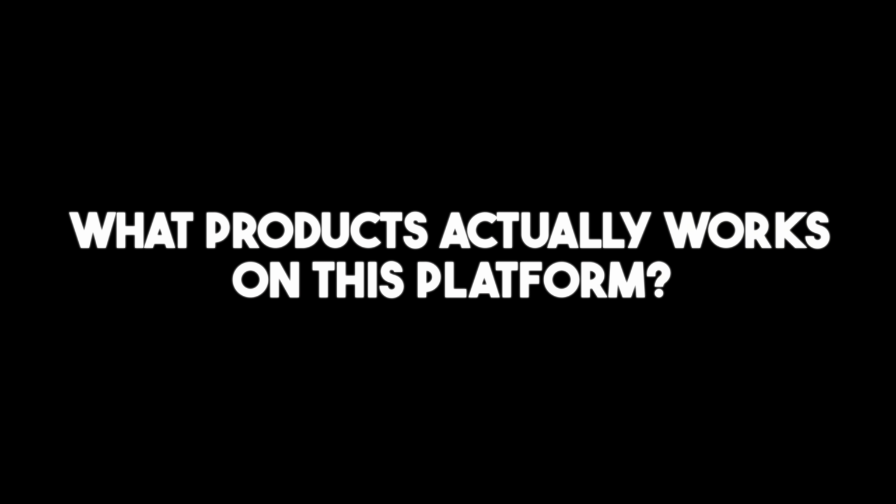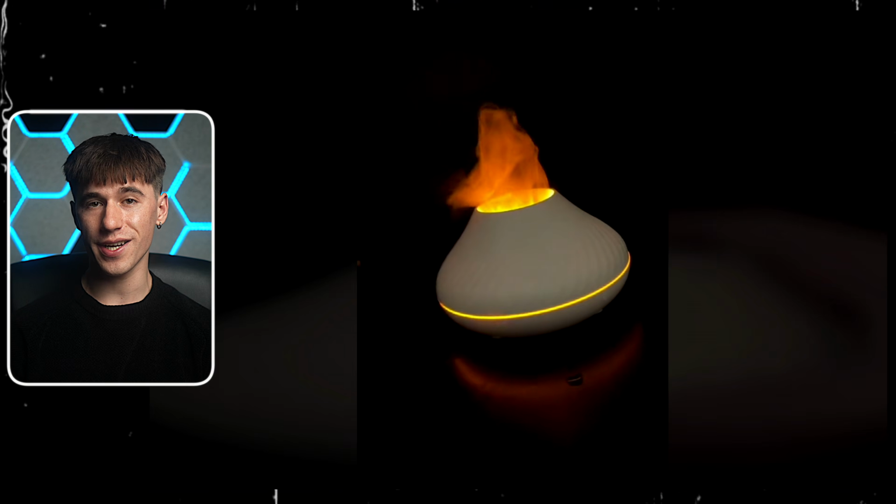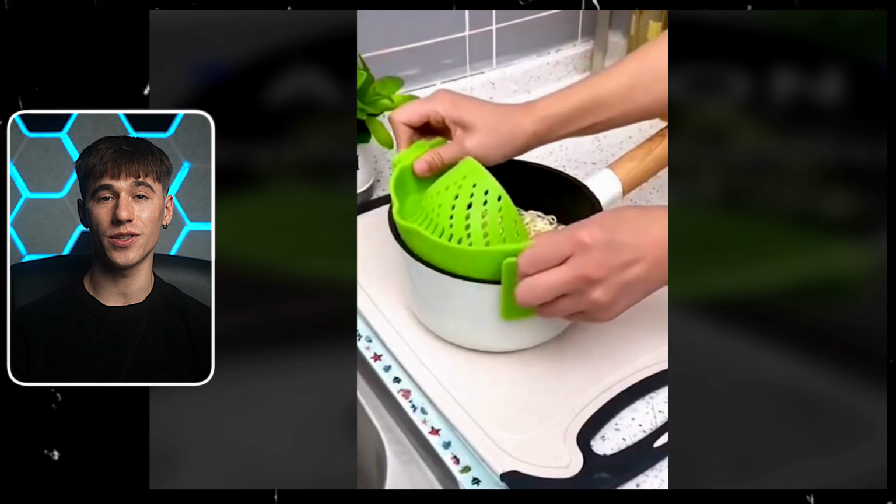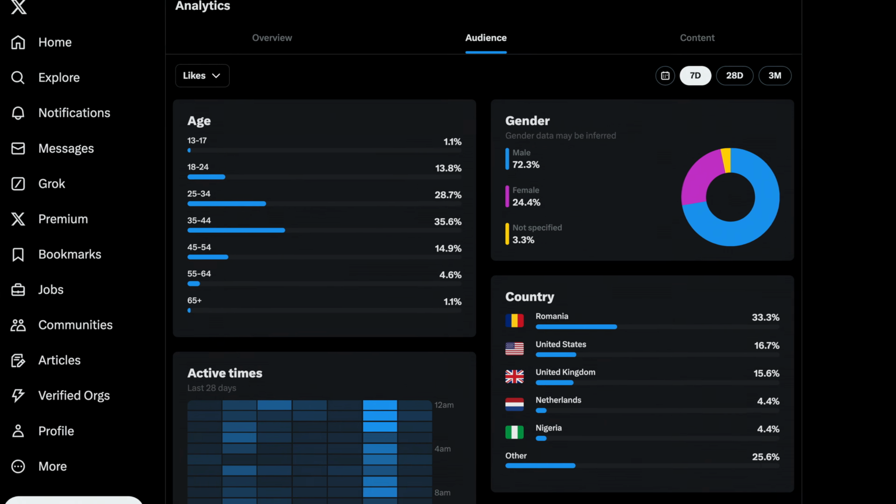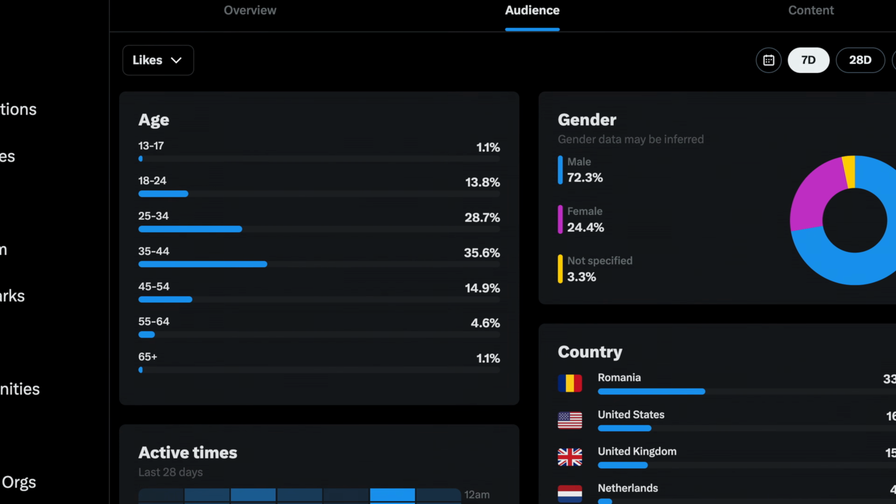With X's low ad cost and a unique audience, the next big question is, what products actually work on this platform? Because if you think that you can advertise the same products you used to advertise on TikTok, you are completely wrong. X is a platform of news, economics, and politics, and also it is fair to say that most people on X are older than 18 years old, unlike Instagram or TikTok.